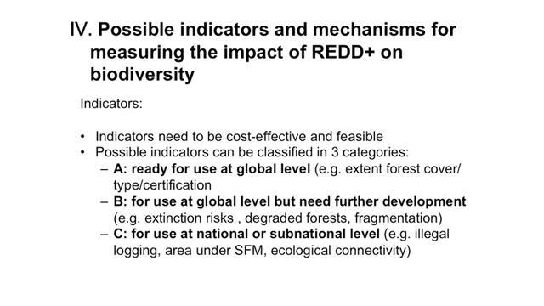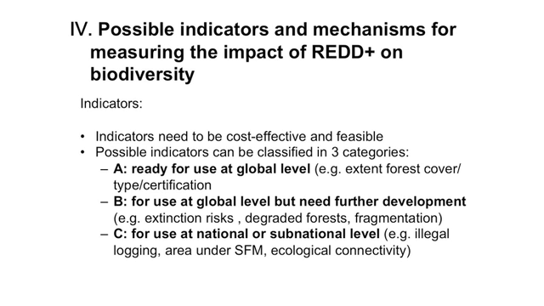out there. So out of this consideration, it's possible to group indicators into 3 categories. Basically, category A, indicators that are already out there, ready for use at the global level. Such indicators include, for example, trends in the extent of forest cover, or trends in the extent of forest type, trends in area under certification, for example, under FSC.